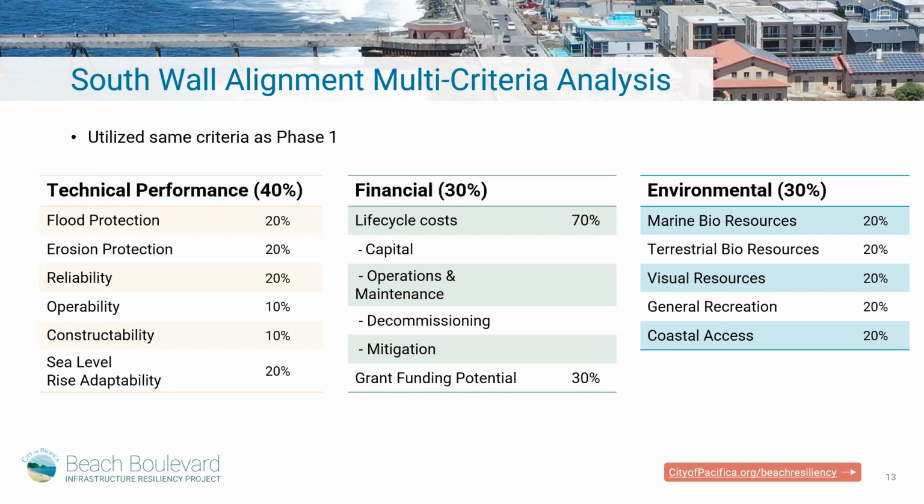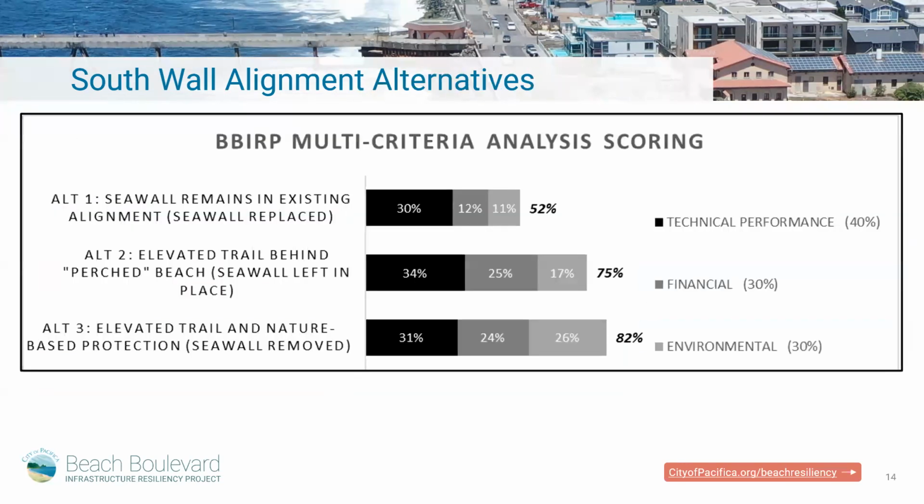So the results of this analysis showed Alternative 3 as the clear favorite. From a technical performance standpoint, all the alternatives adequately satisfy the technical performance criteria. That is, they could satisfy the design event, which is extreme storm with 2 feet of sea level rise, as well as mitigating erosion.